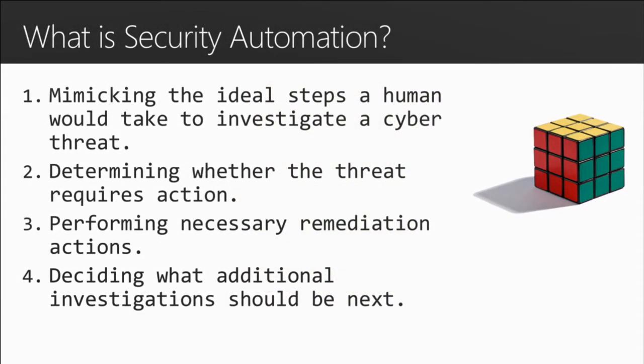So what are you left to do? What's the answer here? What we were talking about was security automation, and the question is, what does that mean? This was our definition of what security automation is. The first is mimicking the ideal steps a human would take to investigate a cyber threat. The second is determining whether that threat requires action, then performing the necessary remediation actions, and the fourth is deciding what additional investigation should be next.